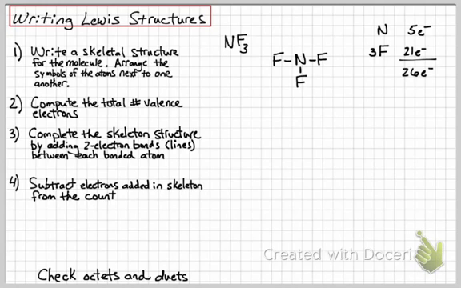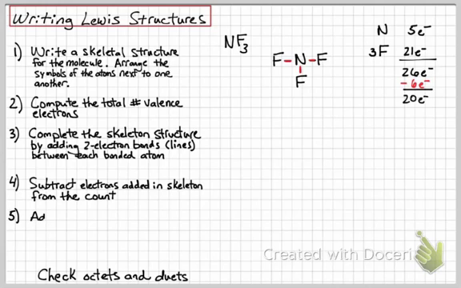We'll subtract the electrons that we've now added in the skeleton, because we should total 26 electrons around the molecule. We've used up 6 of those from the 3 bonds, so we need to subtract those 6 from our count. That leaves 20 electrons. Now what are we going to do with those 20 electrons? They have to go into the structure.